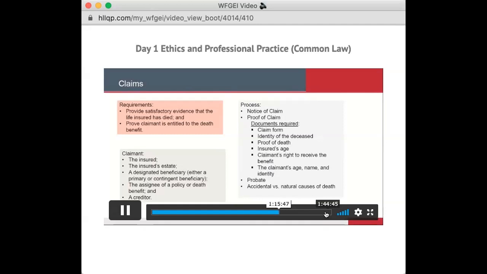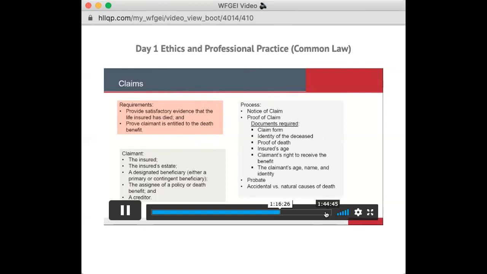So let's take a look first at the process itself. As I said, the first thing we have to look at is the notice of claim. Somebody has to tell us that that person has in fact died. Once we do that, then we send out to whoever gave us that information what we call the proof of claim documents. So there's a claim form, basically, that has to be filled out in conjunction with the beneficiary and everything else, okay? Identity of the deceased, we need to know who it was, in other words, the policy number, this, that, or the other. Proof of death, of course, the coroner's report or the funeral home report, whatever.